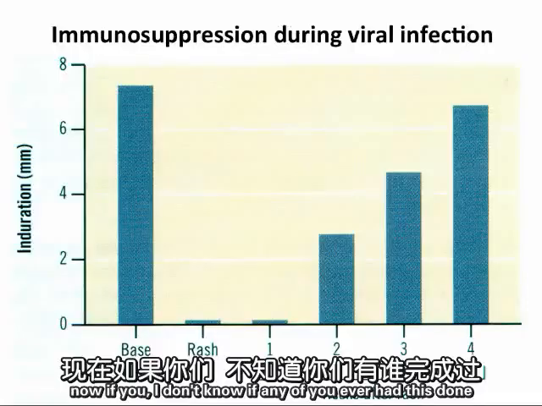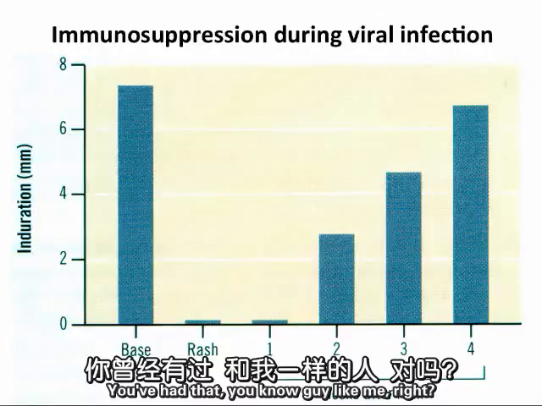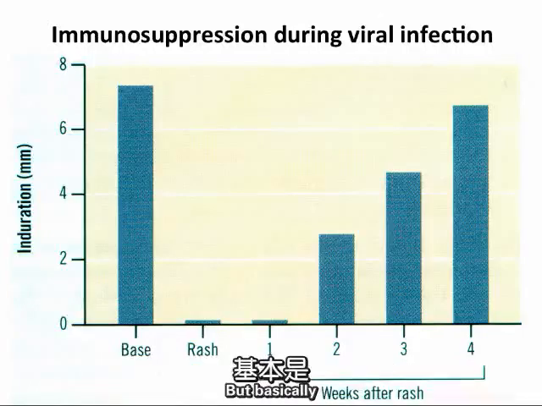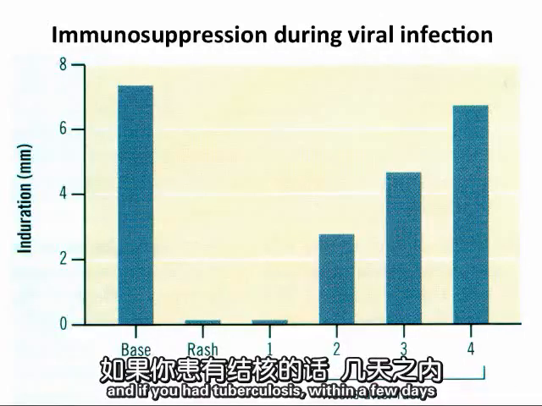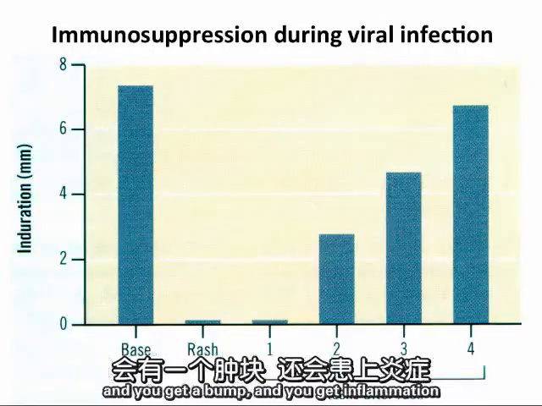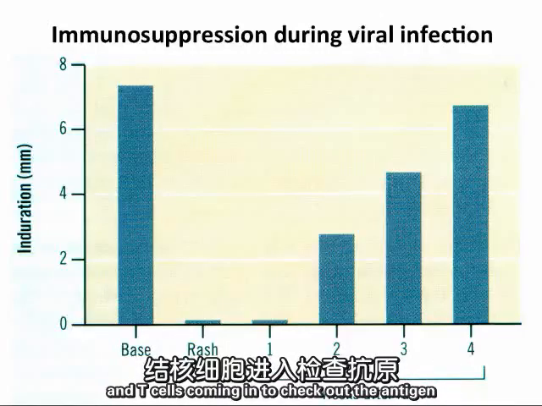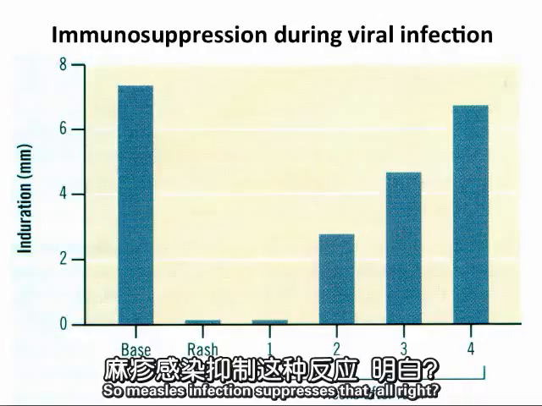I don't know if any of you have ever had this done, but if you want to know if you've ever had tuberculosis, you get a TB test. Anybody ever have that? You've had it. You're an old guy like me, right? But basically, you put a little tuberculin antigen intradermally into your forearm. And if you've had tuberculosis, within a few days, you get a cellular immune response to the antigen. And you get a bump. You get inflammation and T cells coming in to check out the antigen, and it makes a physical bump. So it's called a delayed type hypersensitivity reaction. So measles infection suppresses that.